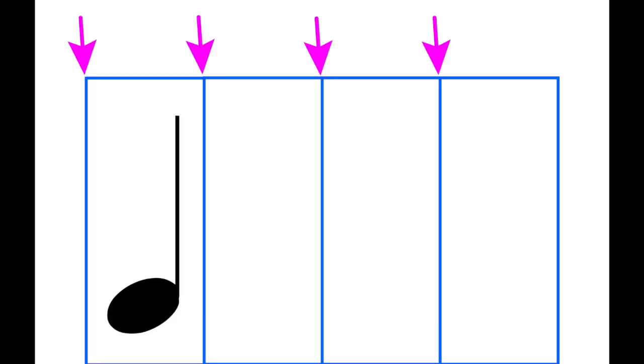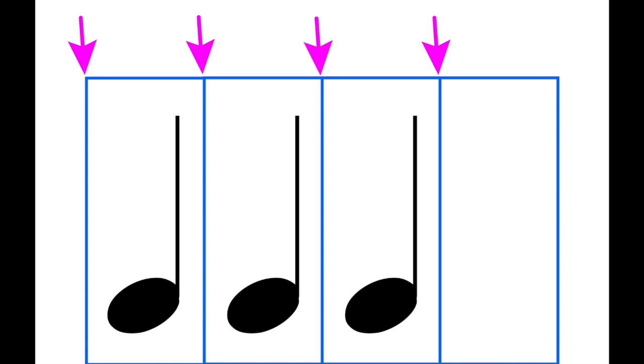Quarter notes have one beat, so we can put a quarter note in each of those music beat boxes. Even when quarter notes don't have music beat boxes around them, they have one beat apiece. Let's tap very evenly and say 1 for each quarter note now. Ready? Go. 1, 1, 1, 1.